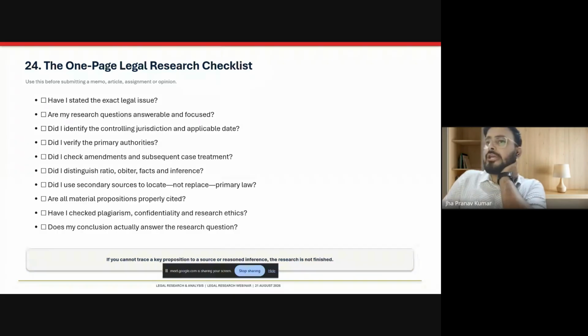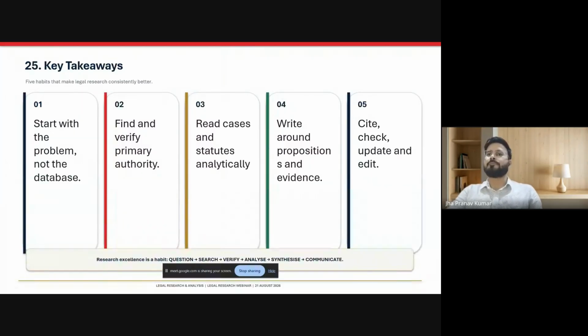ठीक है. This is a checklist of what I have prepared for all of you. जब भी आप कोई रिसर्च करो तो आप ये बेसिक चेकलिस्ट देख लेना कि क्या मैंने इन चीजों को किया था जब मैं रिसर्च कर रहा था. Have I stated the exact legal issue? क्या मेरे रिसर्च क्वेश्चंस आंसरेबल हैं, फोकस सही डायरेक्शन में जा रहे हैं कि नहीं, क्या मैंने जो अथॉरिटी साइट करी थी वो प्रॉपर थी कि नहीं, क्या रेशियो और ओबिटर डिक्टा आया है इसका, क्या मैंने प्रॉपरली रिसोर्सेज को साइट किया है, did I also maintain the confidentiality and ethical standards. So these are some of the checklist which you need to adhere to.